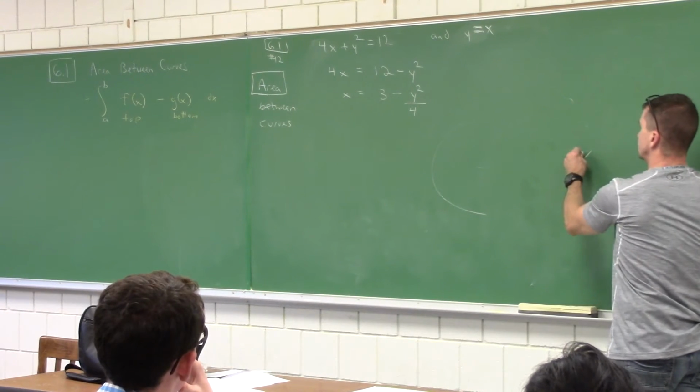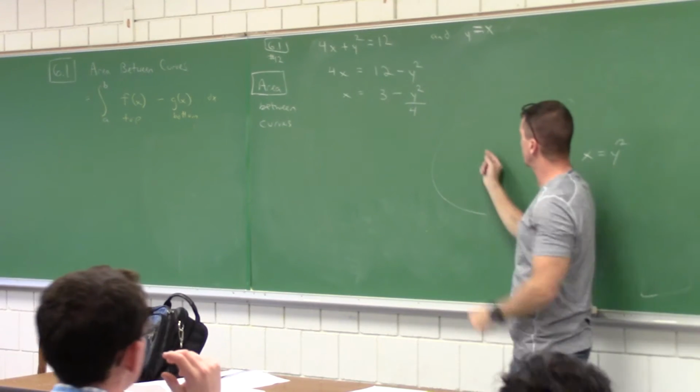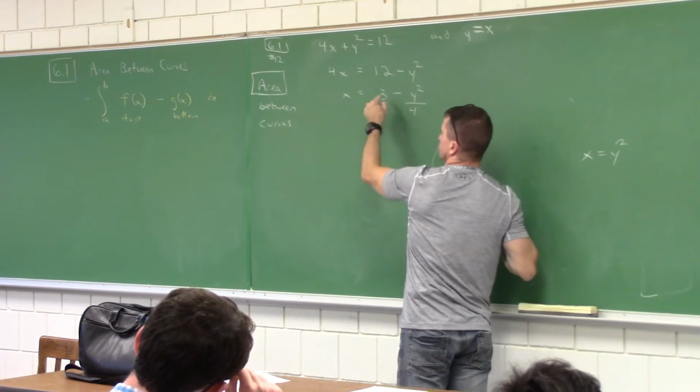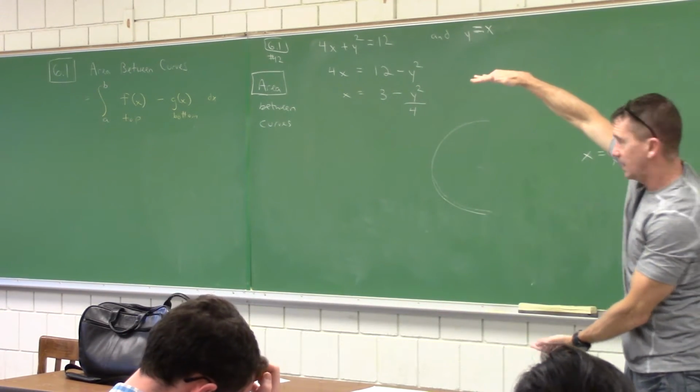I just want to point out, x equals y squared, just so it doesn't confuse you, if you haven't sketched these before. It opens up something like this, x equals a y squared. This is x equal to 3 minus a y squared. So this will look like this, correct? When I put the drawing here.